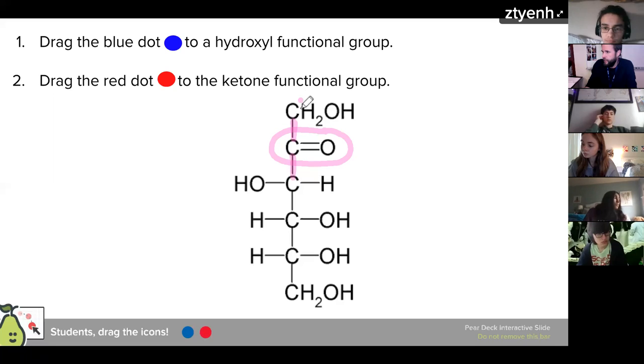I think you're kind of thinking about this part, or what else is attached to this carbon. And really it could be anything. It doesn't really matter.